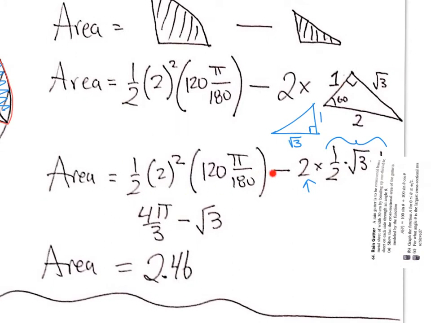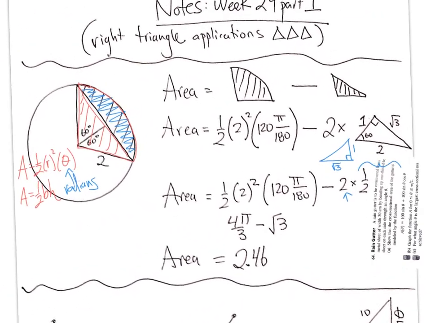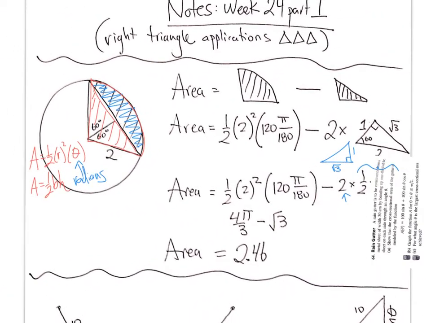So this simplifies down to 4 pi over 3 if you reduce and multiply. And this ends up being square root 3. So it looks like our area is 2.46-ish. Alright. Little geometry thrown in there. So area of sector minus triangle.